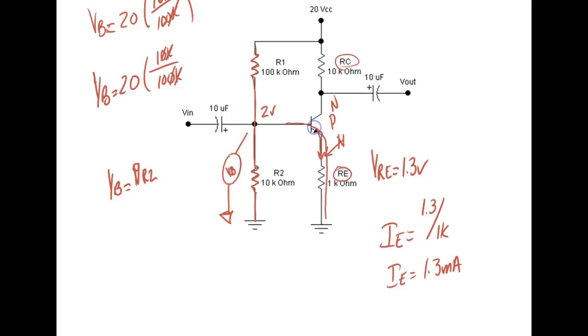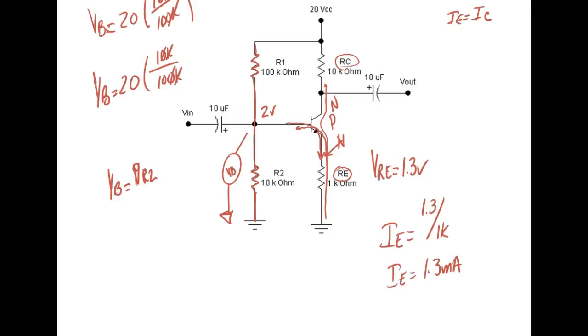About 1% flows that way, 99% goes that way. So we're going to assume, even though it's not true, that IE and IC are equal to each other. Are they equal to each other? No, but they're so dang close. So if I know IE, I'm going to use that IE. Now I know IC. If I know IC, what do I know now?